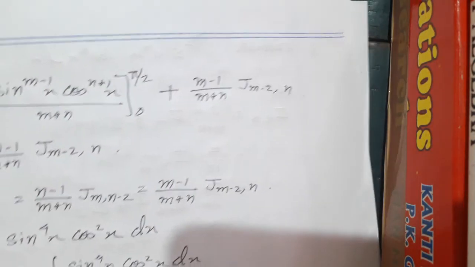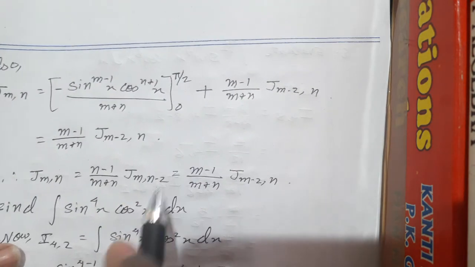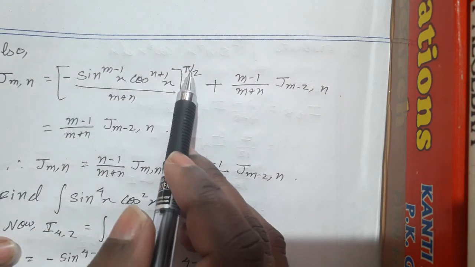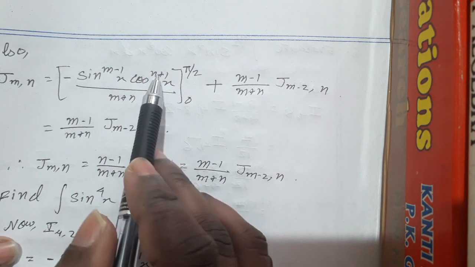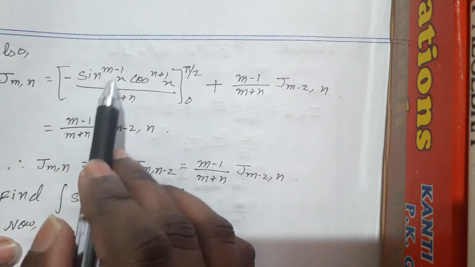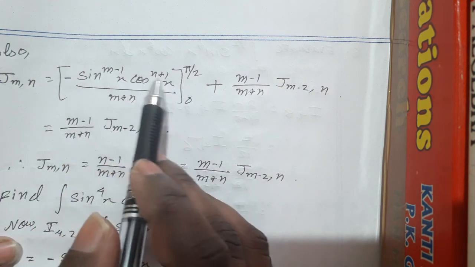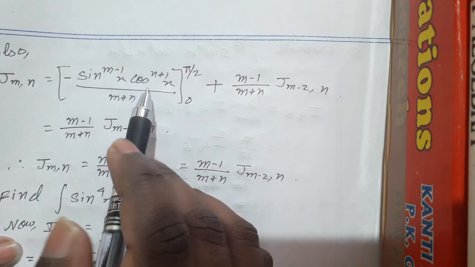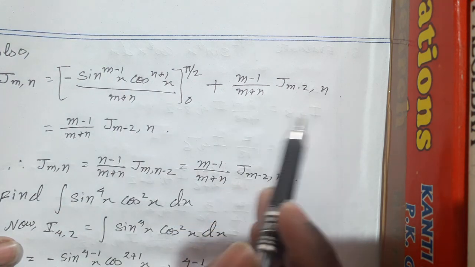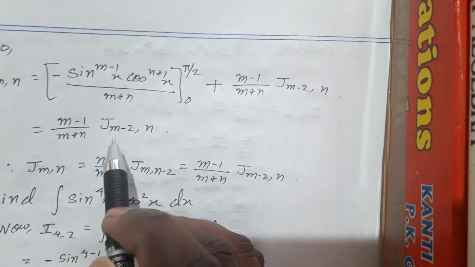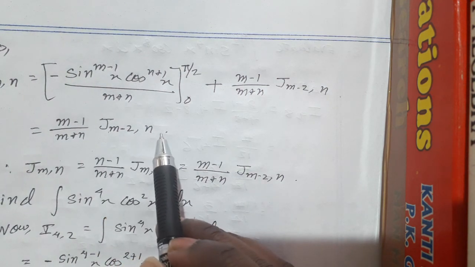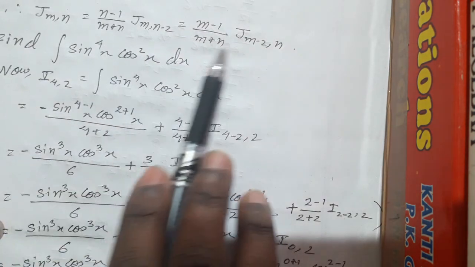In the same way we can use the second reduction formula also. So we have this. If I put pi by 2, this part will contribute 0, and if I take 0, this part will contribute 0. So in both cases, the upper limit and lower limit contribute 0. So this part is 0, and we are left with only this. So we have m minus 1 divided by m plus n, I m minus 2, n. So we get the same kind of reduction formula.